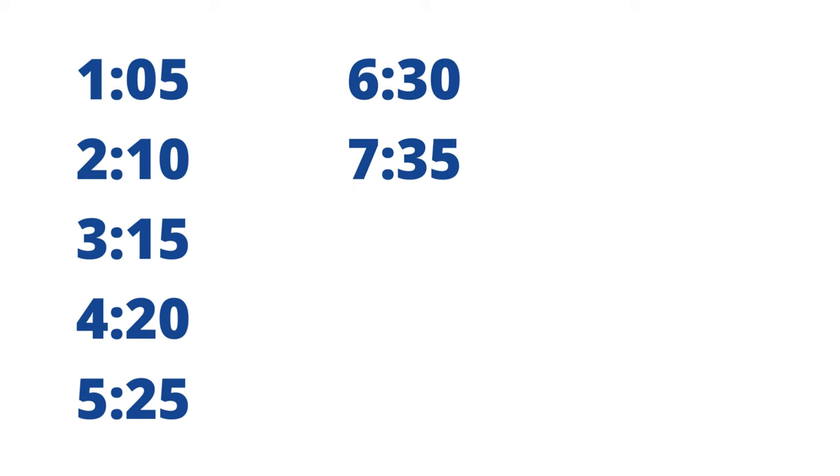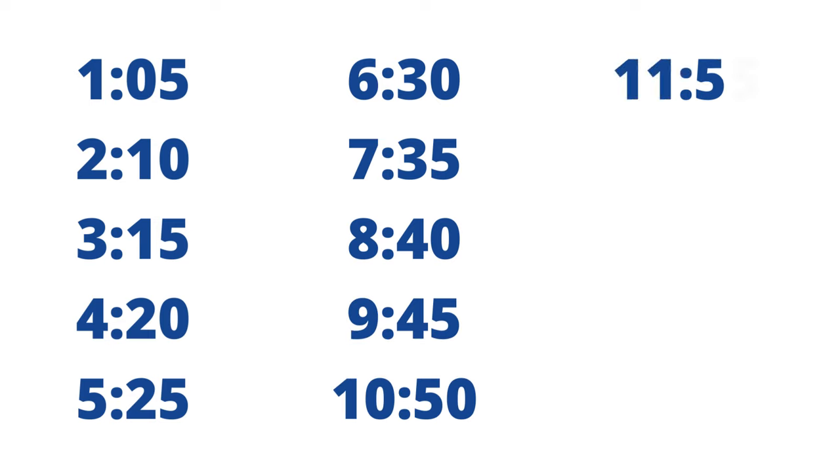What I like to do is I write the times on the board. So 1:05, 2:10, 3:15, 4:20, 5:25. I write this down until 12 o'clock and then I ask each student to tell me what this time is using the method of saying past or to. This is a great way for all the students to practice and learn from each other.